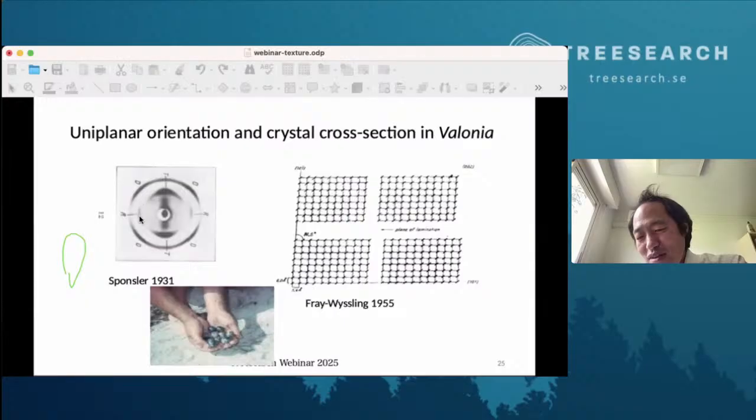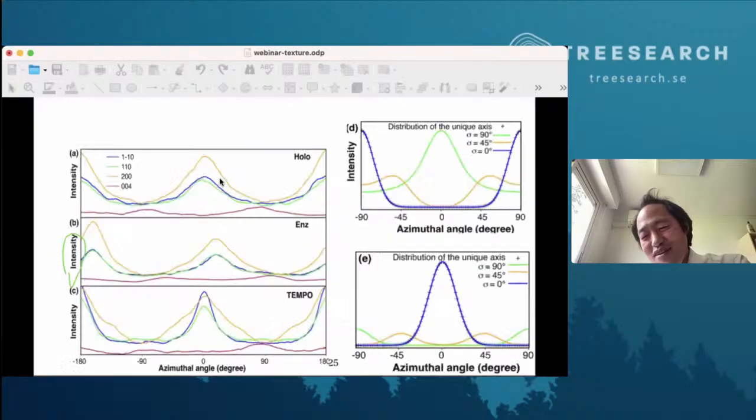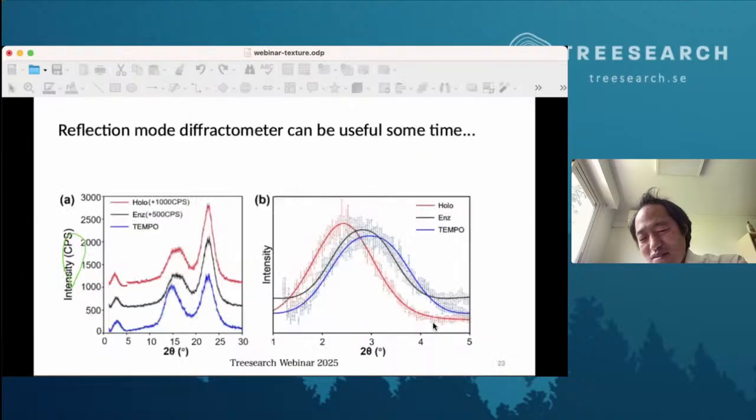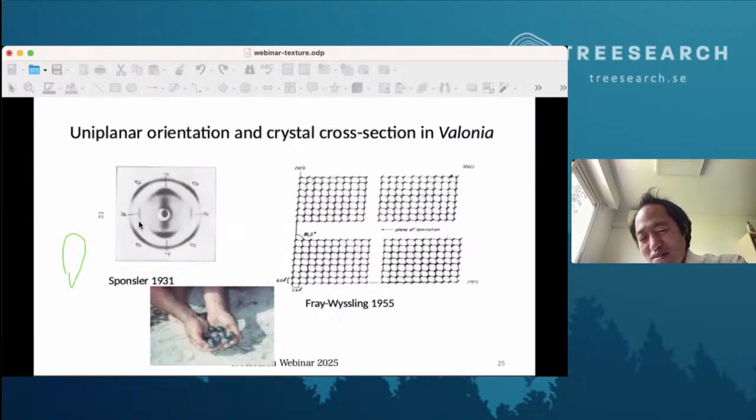By the way, you see that because I knew this picture, when I saw this picture, I saw it's quite similar to the Valonia, and you see that you have stronger intensity at 45 degrees. You see that 200 is stronger than the other two scatterings. And you see a weak 110, which is exactly the same as what you see here.